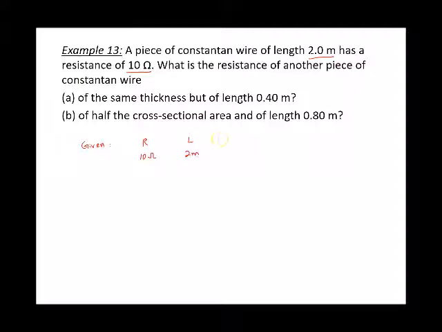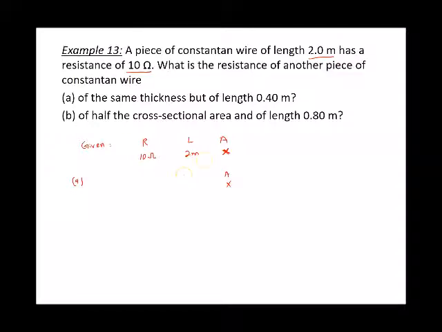And then the area, I don't know what the area is. I'm just going to put it as X. Then for part A, you are given the resistance, and you want to know the resistance of another piece of wire of the same thickness. Same thickness means the area has no change.